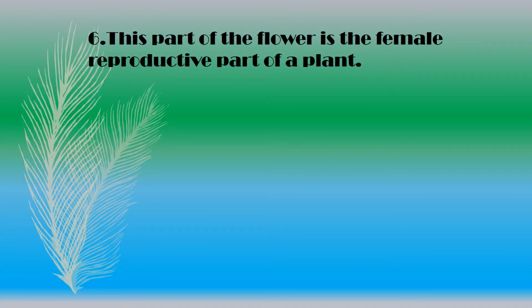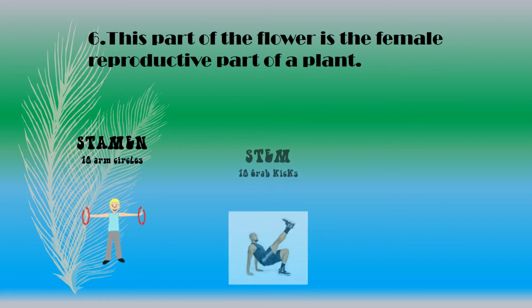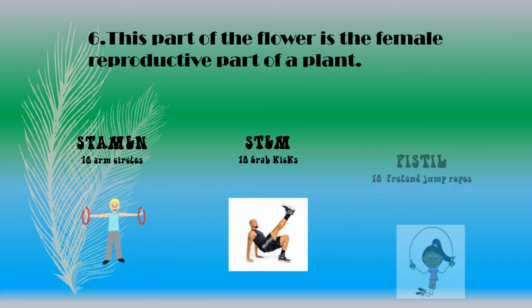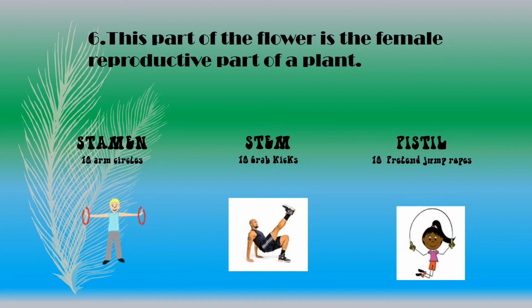Number 6. This part of the flower is the female reproductive part of a plant. Stamen, 10 arm circles. Stem, 10 crab kicks. Pistil, 10 pretend jump ropes. Whichever you think is the correct answer, do that exercise. Pause the video so that you have time and then hit play to continue. The answer is pistil. You should have done 10 pretend jump ropes.